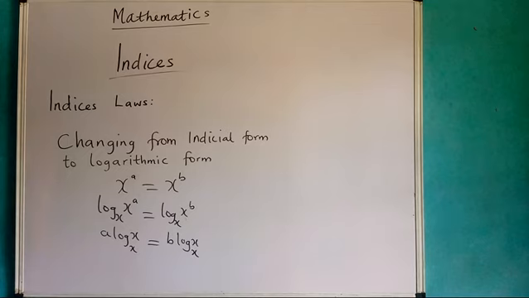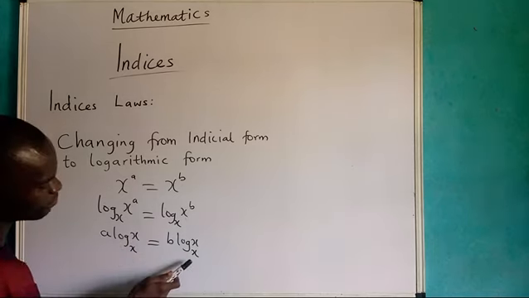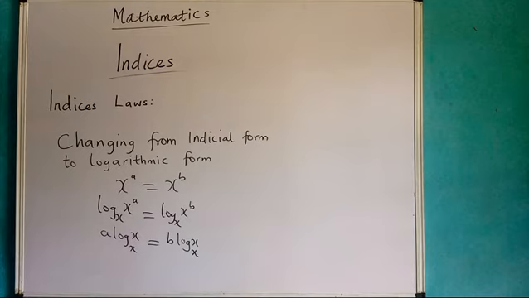Can you see what we have here? Now we have logarithm to its own base. Log x base x is the same on both sides of the equation. Now, logarithm to its own base is 1. Please take note of that.